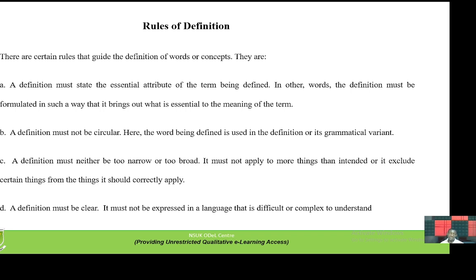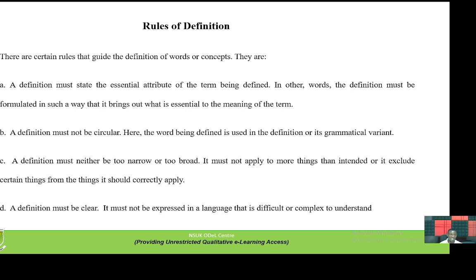Now, what are the rules of definition? There are certain rules that you must observe when you are defining words or concepts. The rules are as follows. Number one, the definition must state the essential attribute of the term being defined. In other words, the definition must be formulated in such a way that it brings out what is essential to the meaning of the term. So when you are defining a term, make sure that the essential attribute of the term being defined comes out very clearly. That is what we are trying to say.